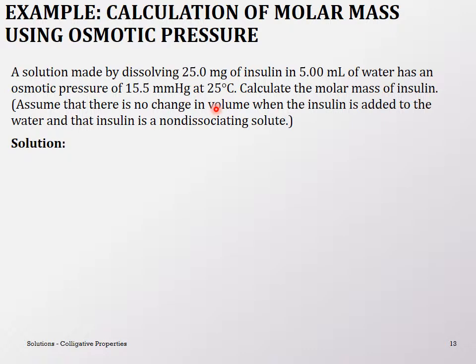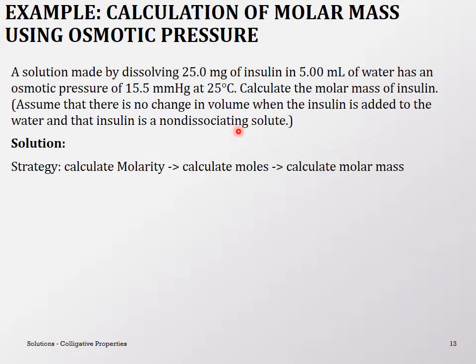That's an important thing. And then of course that insulin is a non-dissociating solute, which is also good because then we don't have to worry about the Van 't Hoff factor. And so this is a good thing. If these things are not given to you, you can just assume them. So don't wait for the question to assume all these things. Assume it yourself. So what is our strategy?